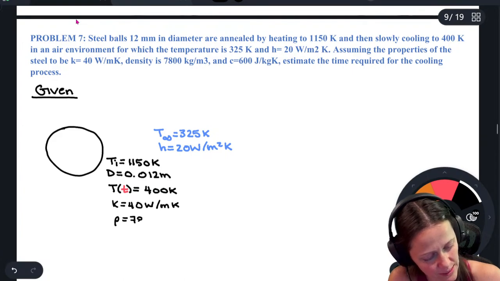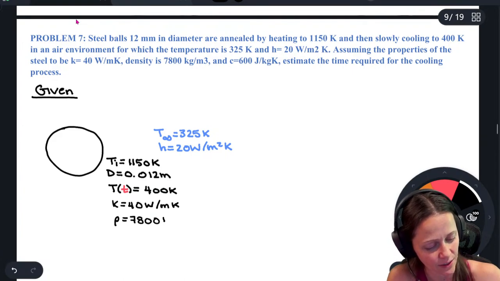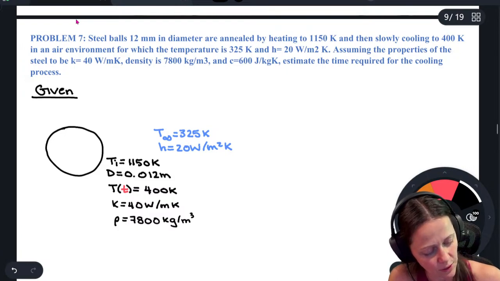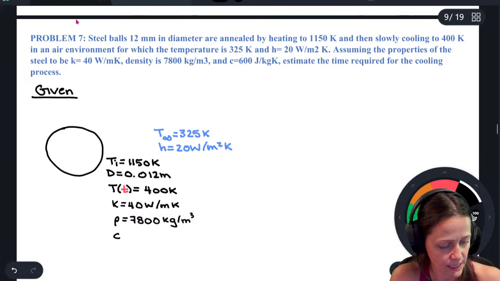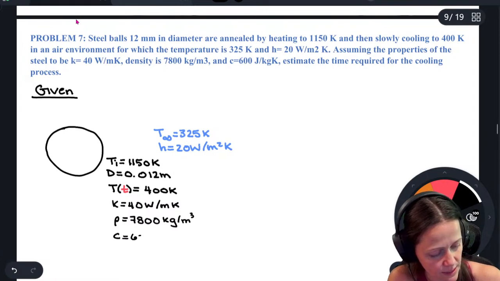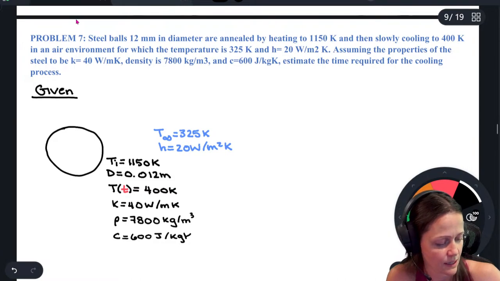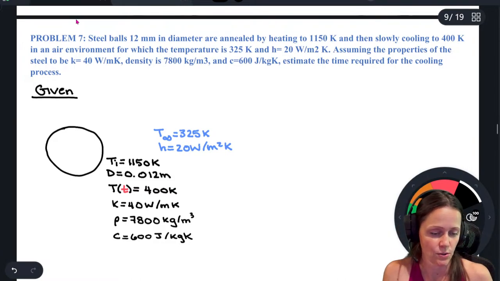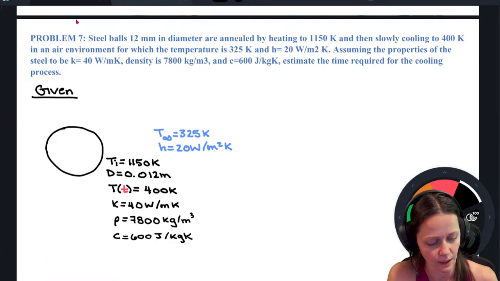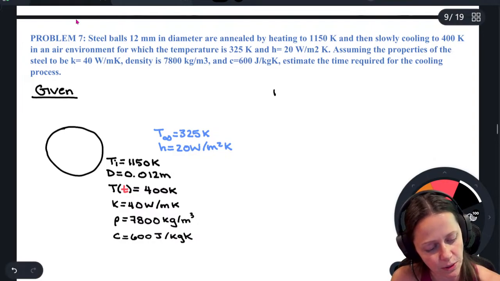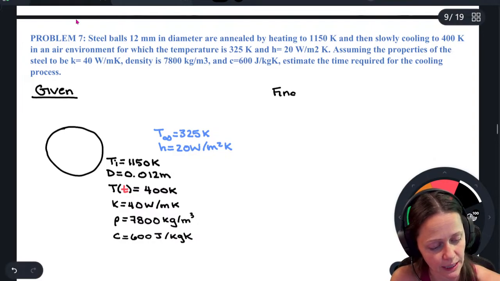So density is 7,800 kilograms per meter cubed. And here we're writing the specific heat C, 600 joules per kilogram K. You see it doesn't matter whether we write C or CP, it's the exact same thing. And we want to find, well, what is t? How much time did that take?